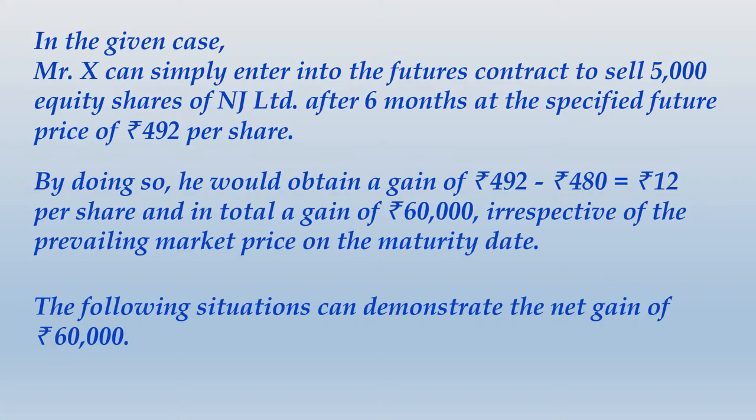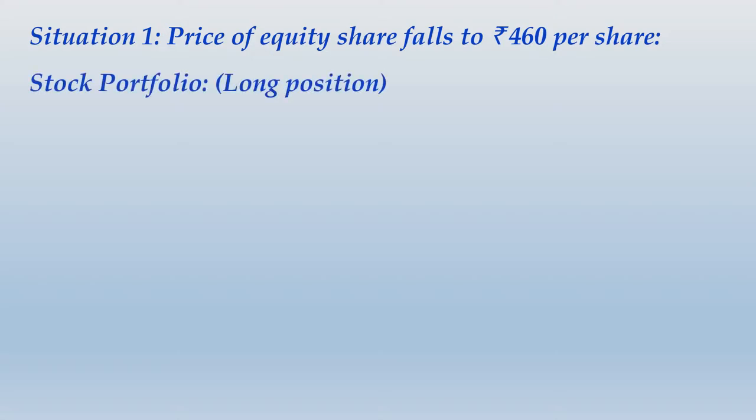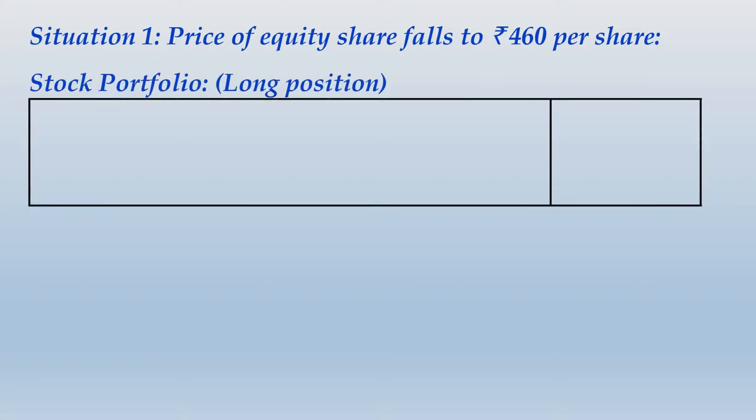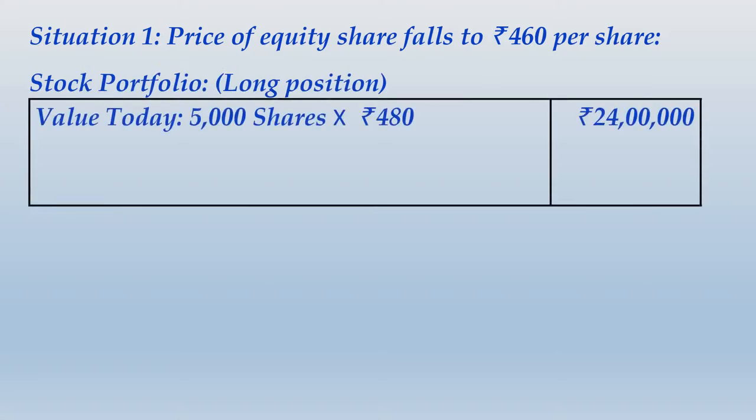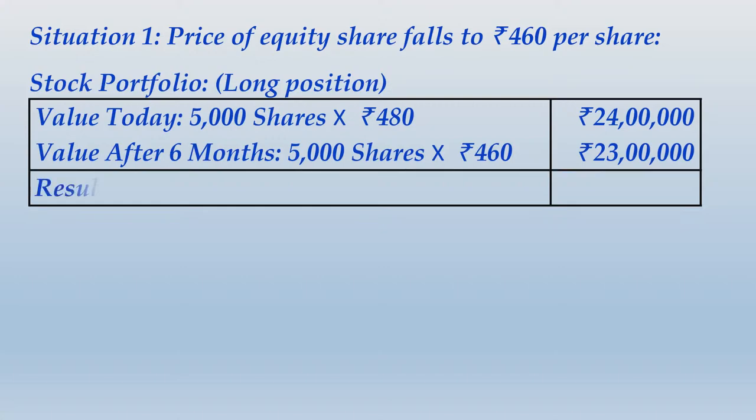Now I am going to refer to those two cases that were given in the question. Let us deal with the first case. The first situation says the price of the equity share falls to rupees 460. In your stock portfolio, where you have a long position, what will be the outcome? Value today is 5000 shares into 480, that is rupees 24 lakhs. The expected value after 6 months, if the price falls to 460, will be 23 lakhs, that is 5000 shares multiplied by 460. So you will be incurring a loss of rupees 1 lakh.